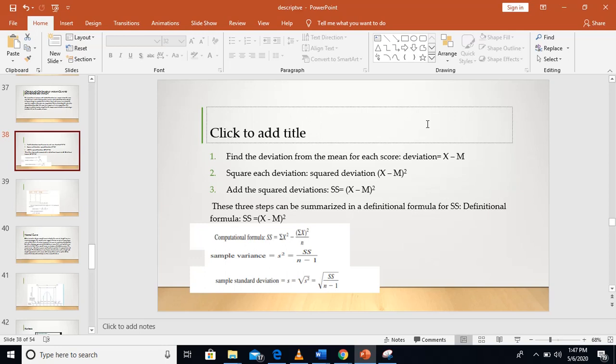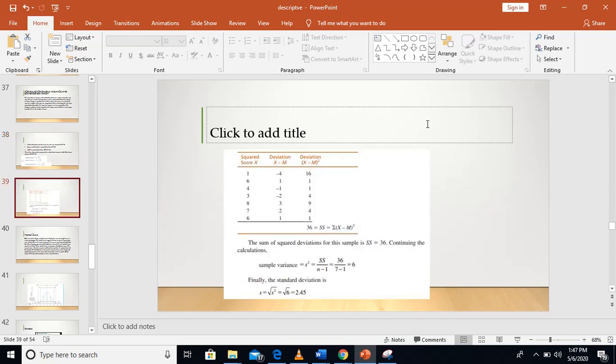These three steps can be summarized in a definitional formula: SS is equal to the sum of X minus M squared. Computational formula: the sum of X squared minus the square of the sum of X, divided by n. Sample variance, S squared, is equal to SS divided by n minus 1. Sample standard deviation, s, is equal to the square root of s squared, which is the square root of SS divided by n minus 1.